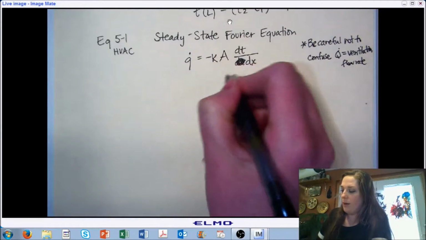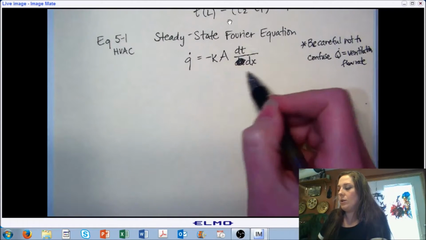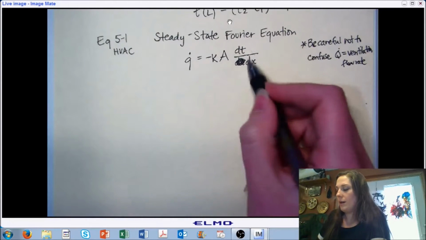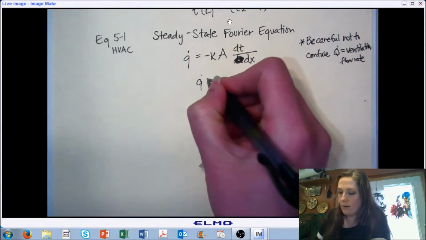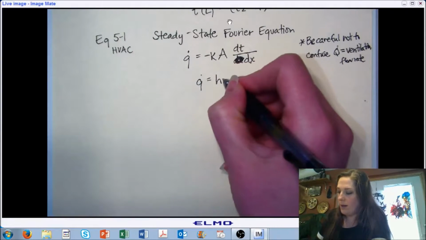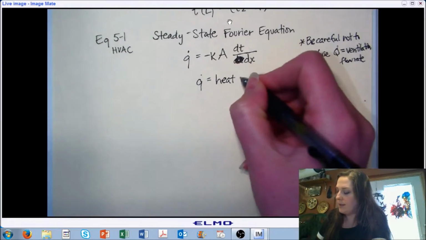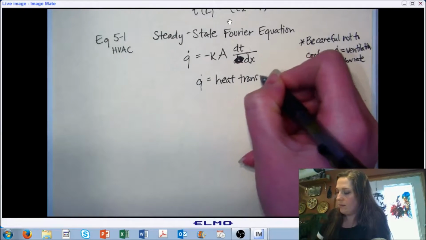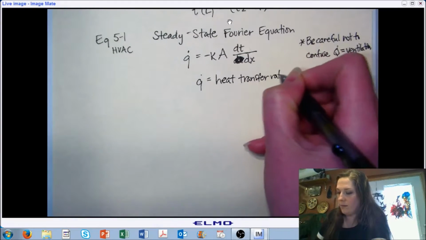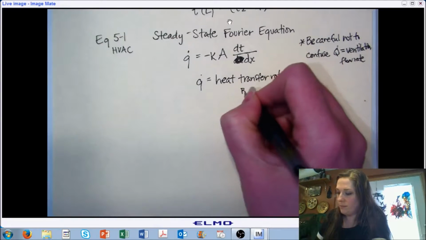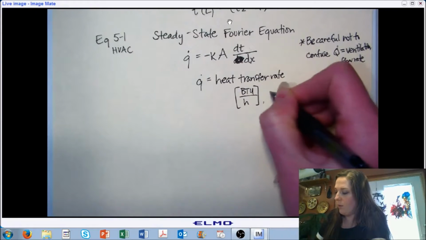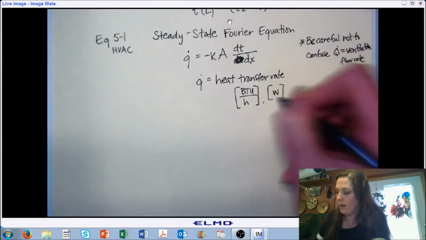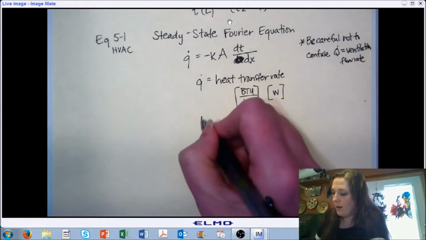All right, so with this equation, and this is the equation you probably saw, at least in a similar form in previous classes, where our q dot is the heat transfer rate. BTUs per hour, or watts, so English versus metric units.